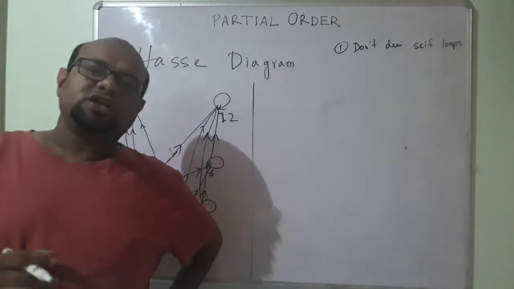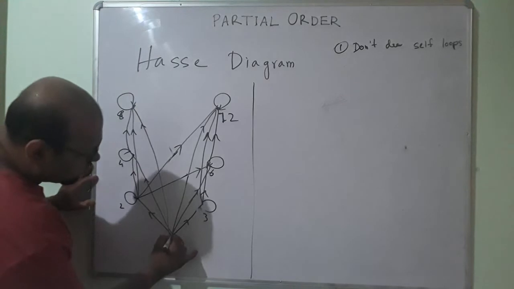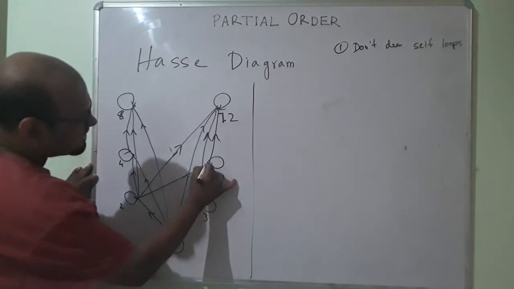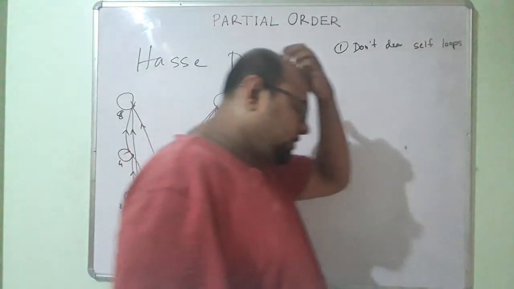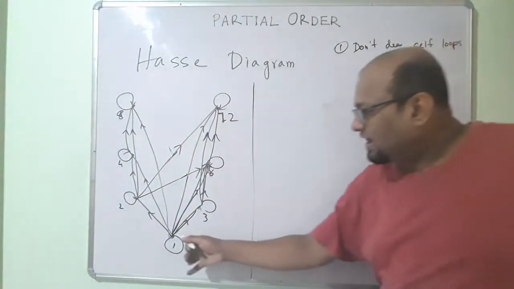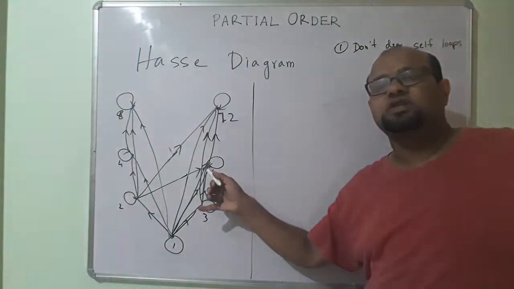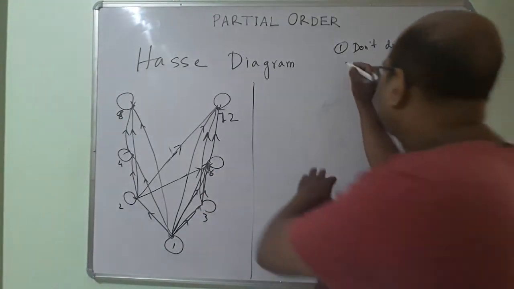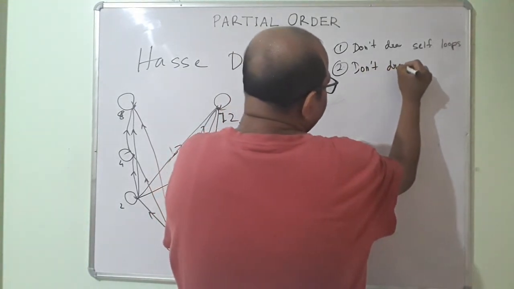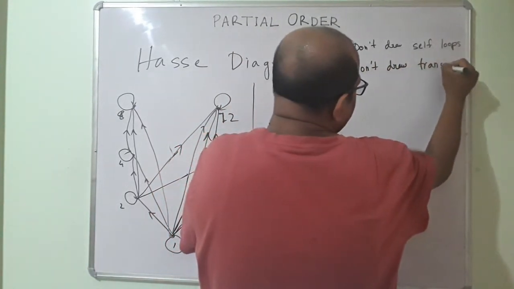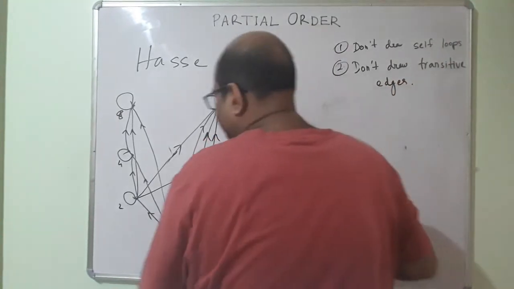Number 2, since it is a partial order relation, I know it is transitive. So if 1 divides 3 and 3 divides 6, I know 1 will divide 6. So if I have an edge from 1 to 3 and 3 to 6, I don't need to draw this edge from 1 to 6. Don't draw transitive edges. This is my rule 2.